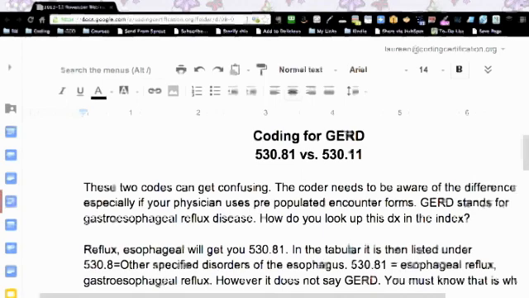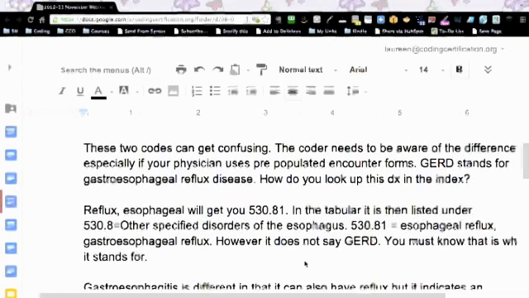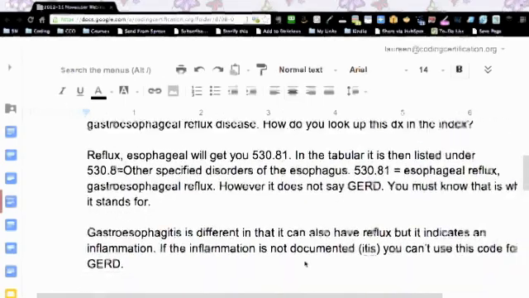The first thing you would do is look up reflux, because that's what the person has. They have reflux. Where do they have the reflux? It's in the esophagus. So that's your 530.81. That's where the index is going to take you, and you go to the tabular and you'll find that. Now, when you look in the tabular under 530.8, the title is going to say Other Specified Disorders of the Esophagus.